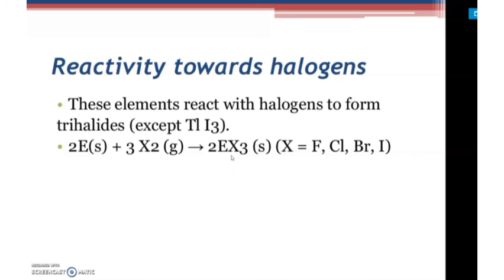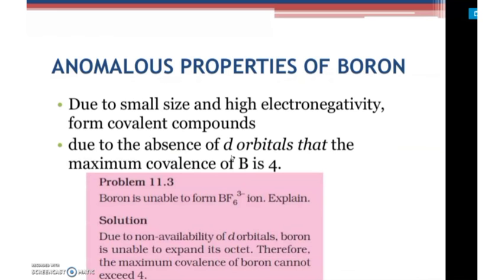Reactivity towards halogens. These elements react with halogens to form trihalides. Even that we have discussed already. And if you check with boron, boron shows some anomalous properties compared to other elements. Why is it showing anomalous properties? Because it has a very small size, as it is the first member, and it has high electronegativity, and it will form covalent compounds. Why is it showing this? Because it doesn't have a d orbital.